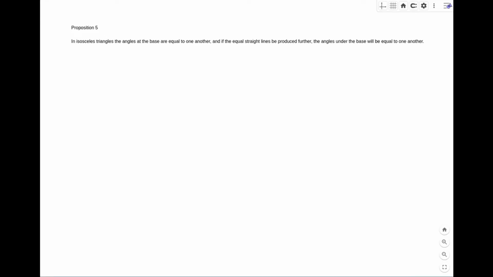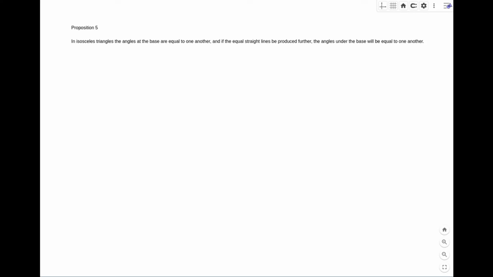Welcome everybody to Euclid's proposition number 5. In this proposition we are asked to show that in an isosceles triangle the angles at the base are going to be equal to one another, and furthermore if the equal straight lines were extended and produced further, the angles under the base would be equal as well. So let's take a look and see why this is going to be true.